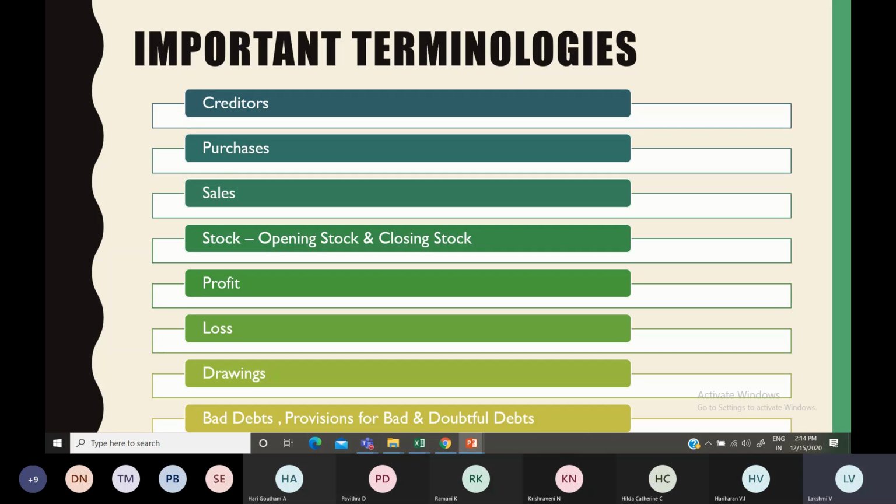Then, provision for bad and doubtful debts. Sometimes we may not be sure whether he may pay or he may not pay me. For that condition, you'll have to make some provisions. It may happen or may not happen, so you cannot predict it entirely. That time you have to consider provisions for bad and doubtful debts.